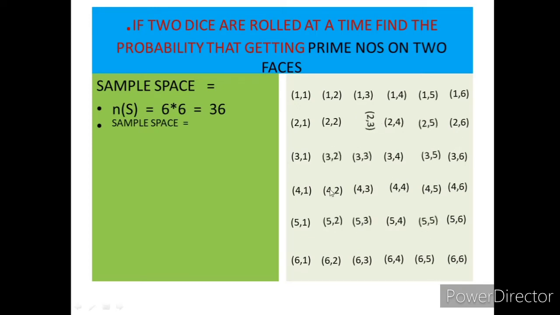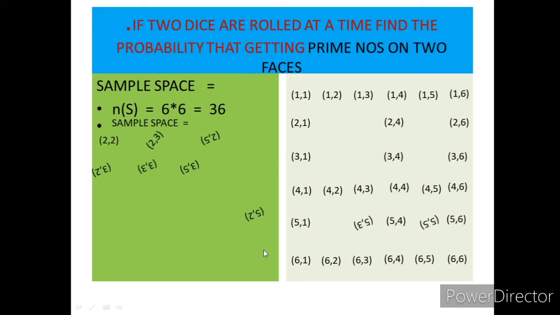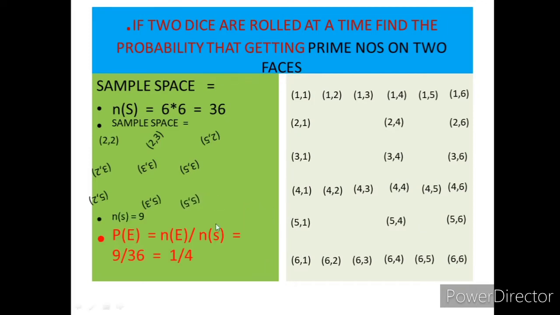You see here, all these outcomes give prime numbers: 2, 3 both are prime; 2, 5 both are prime; 3, 2 both are prime; 3, 3 prime; 3, 5 both prime; 5, 2 both prime; 5, 3 both prime; 5, 5 also both prime. Other than these outcomes, can you find any outcome containing two prime numbers? You cannot find two prime numbers among the others. Therefore you have to write down these here only: that is 2, 5, then 3, 2, 3, 3, 3, 5, then 5, 2, 5, 3, and the last one is 5, 5, isn't it?